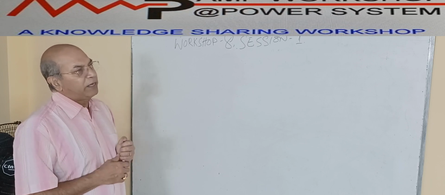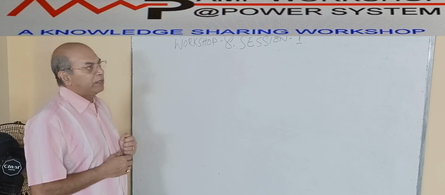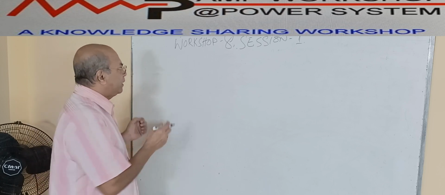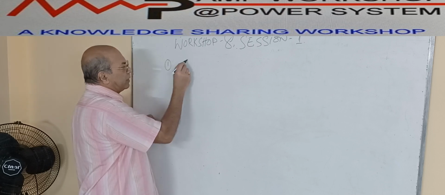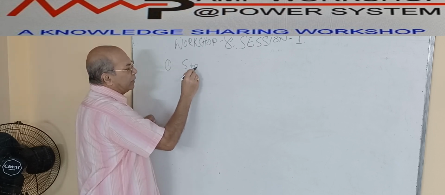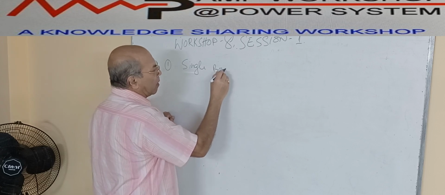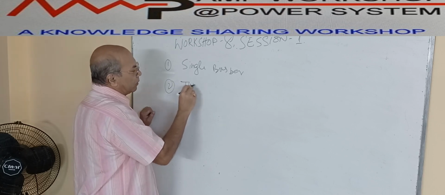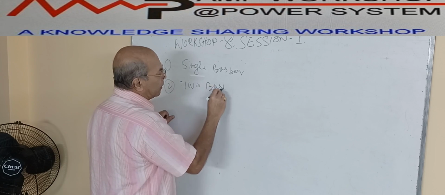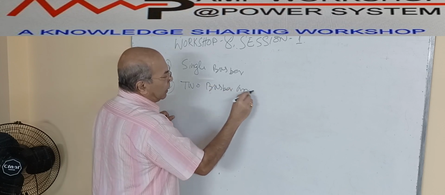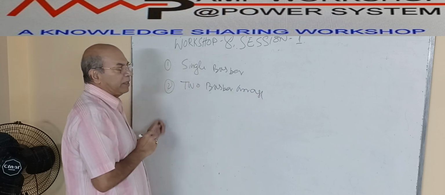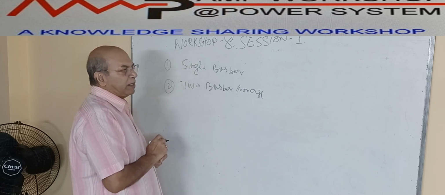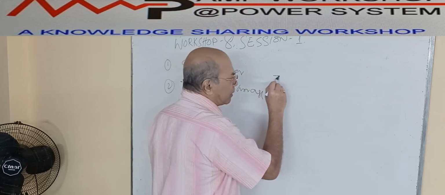Now, if we look into the busbar arrangement, as I said, there could be different types of busbar arrangement. It could be a single busbar arrangement, a single busbar in the switchgear. It could be a dual busbar, meaning a two busbar arrangement. Sometimes it can be two busbars with a complementary third busbar, but we will limit our discussion to the two busbar arrangement. In the single busbar arrangement, there is only one busbar system.